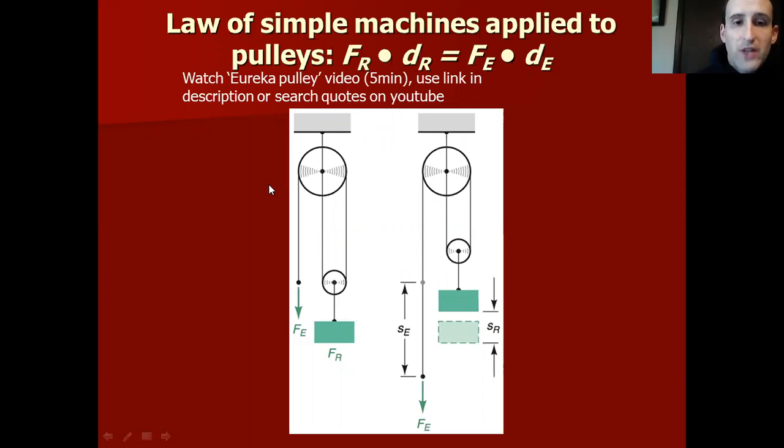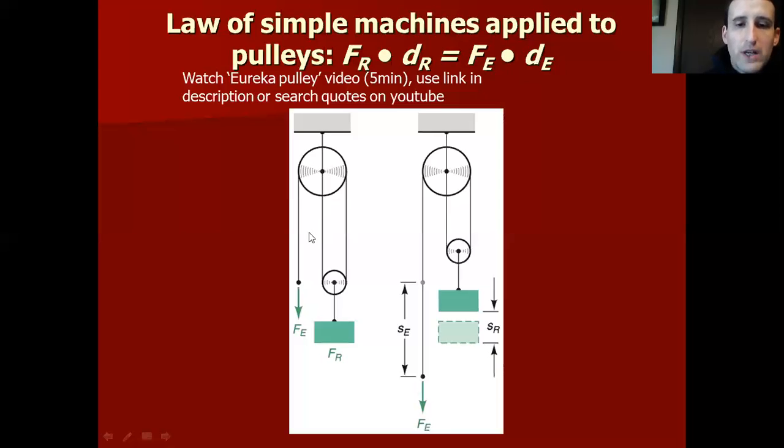So you watched the video. I'm going to explain it to you again. Again, repetition is very powerful, right? Especially when you're learning a new concept. Here we have the very same expression we've seen a bunch of times, right? Resistance force, resistance distance multiplied together equals effort force, effort distance multiplied together. Same principle we come back to over and over for all these simple machines. For a pulley, just to talk conceptually about what's going on with a pulley, right?